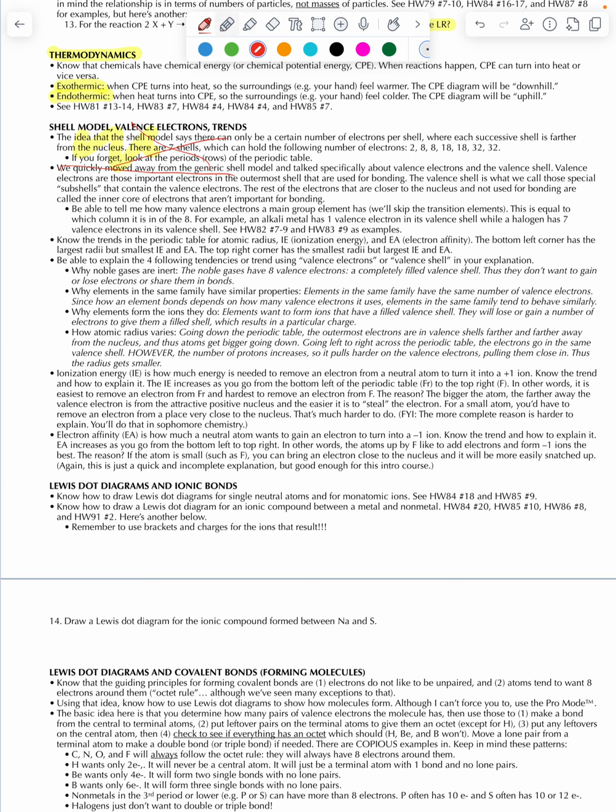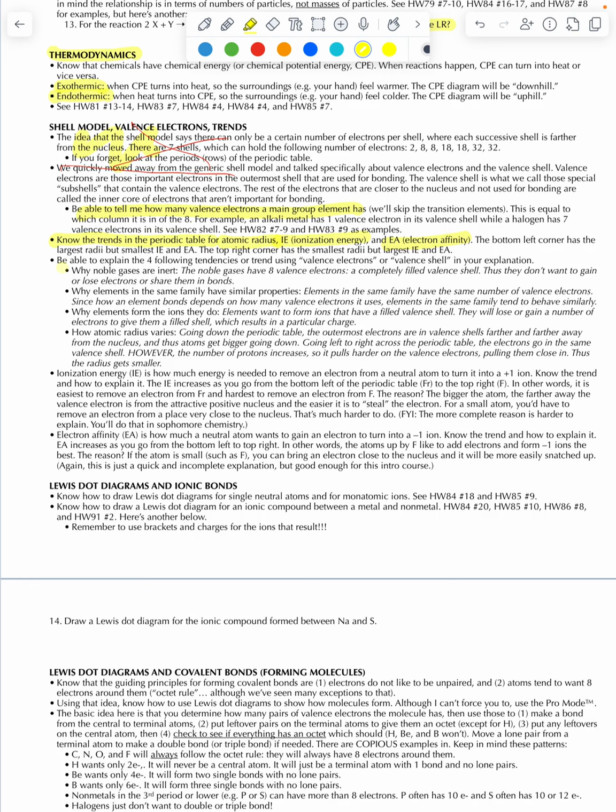But be able to know how many valence electrons something has. Pretty easy. We'll do a question like that. Know your trends for atomic radius, i.e., EA. And later on, I'm not sure where I put that, electronegativity. It's probably somewhere in the next section or something. But know those trends, and we'll go over that.